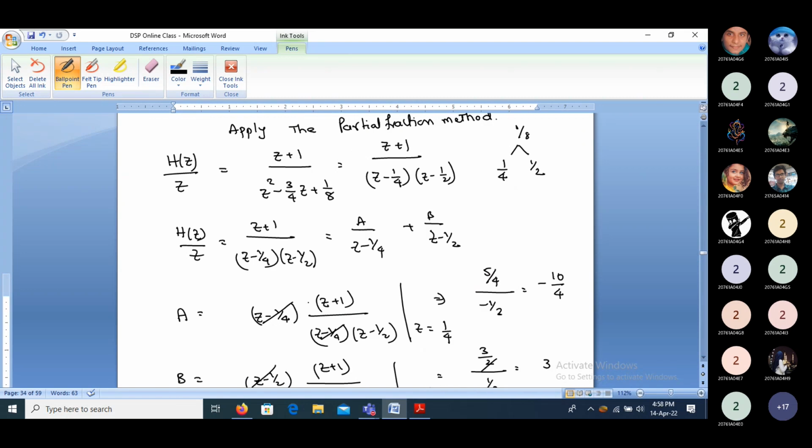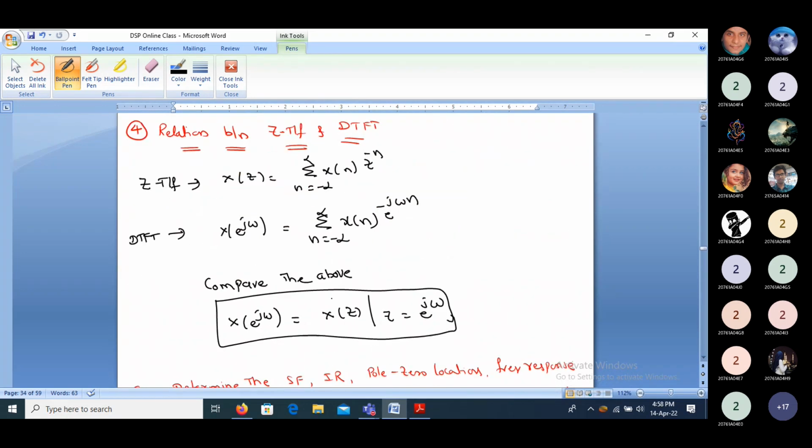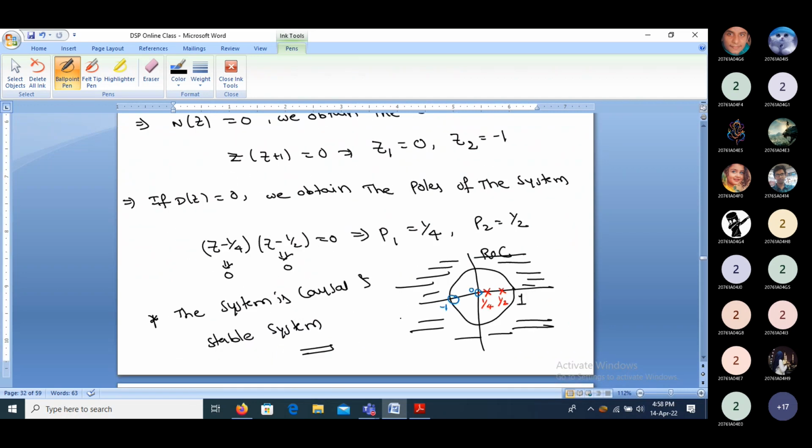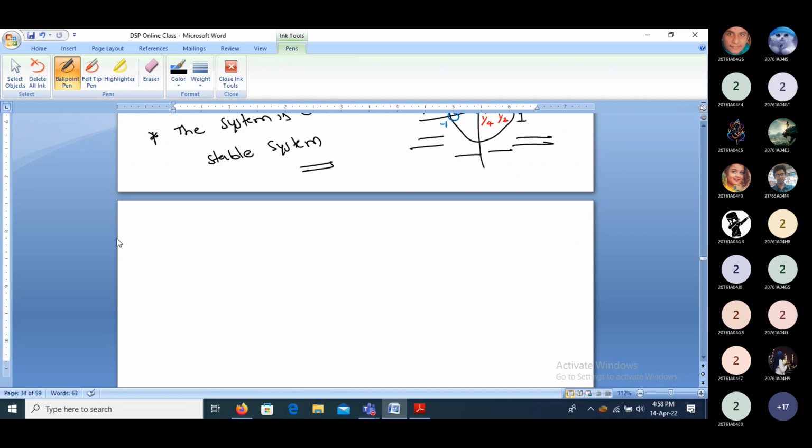So this is the application of the Z-transformation. In the problem, the system function, impulse response, pole-zero locations, and checking the causality and stability of the system are all over. Only the left out topic is frequency response.